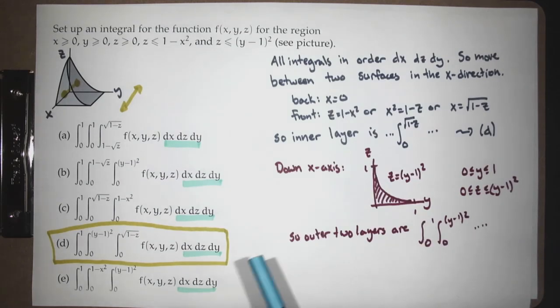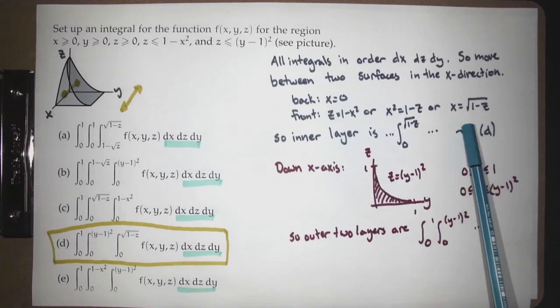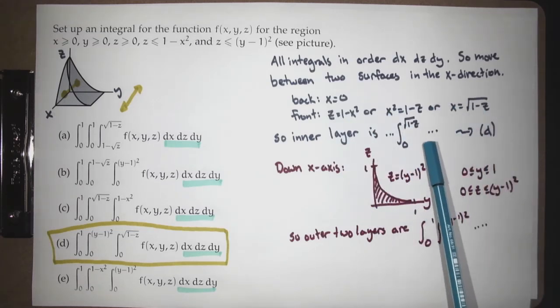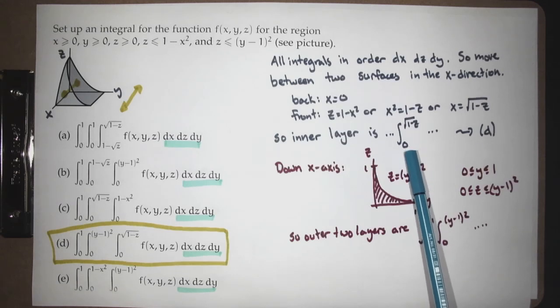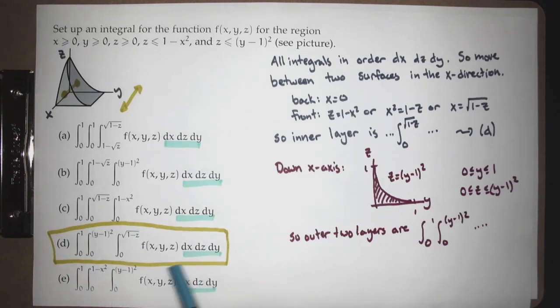Well, I need to have my bounds in terms of x. So I rewrite z equals 1 minus x squared as x equals the square root of 1 minus z. So the integral, nothing else, I know the inner integral has to be 0 to the square root of 1 minus z. How much does that knock out? All the rest. So just by saying what's the inner layer, the answer has to be D.